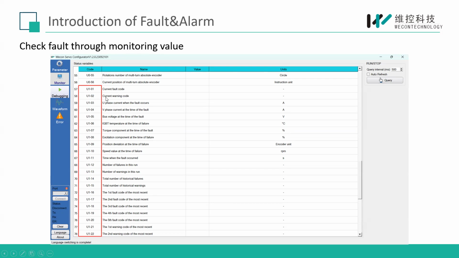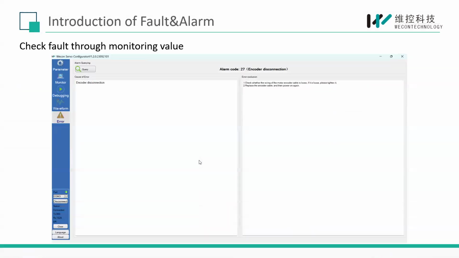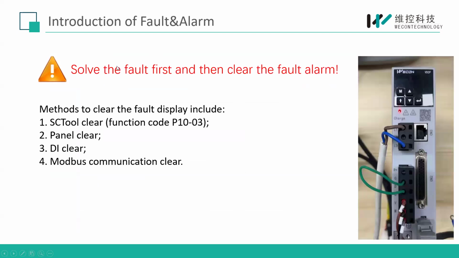Here I have some monitoring values about the error, from U1 to U1.22. And you can also use this function to check the current error. Here we need to notice that we need to solve the error first and then clear the error or clear the alarm.